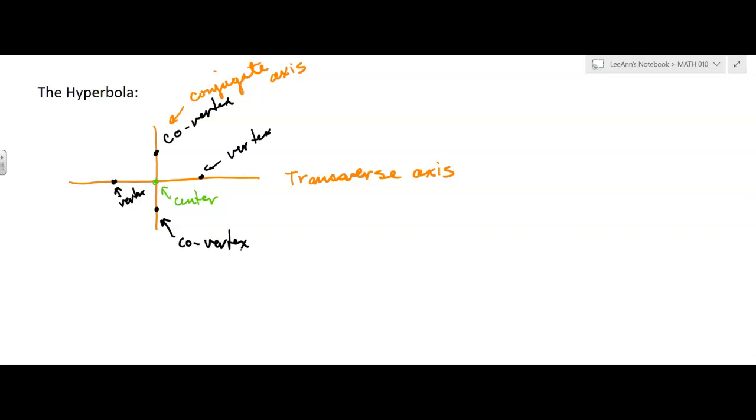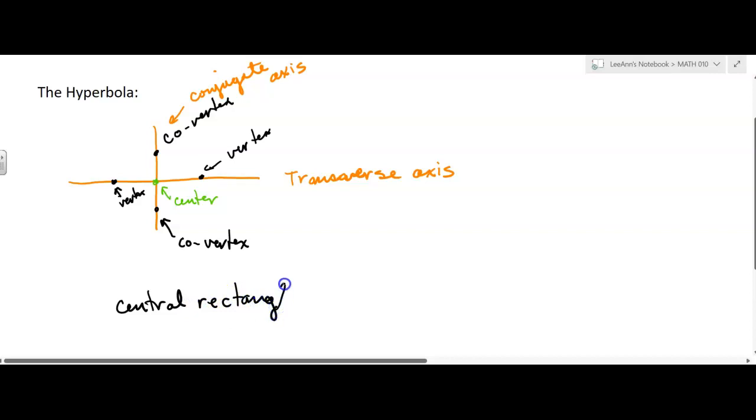Okay, now, instead of drawing an ellipse, though, what we draw is called the central rectangle. So far, in graphing terms, we haven't really done anything different with a hyperbola than we have for the ellipse. We've got a center, we've got the vertices, we've got the co-vertices. But this central rectangle, that's important to the graphing. And what you do is you're just drawing a rectangle that includes the co-vertices and the vertices, okay?